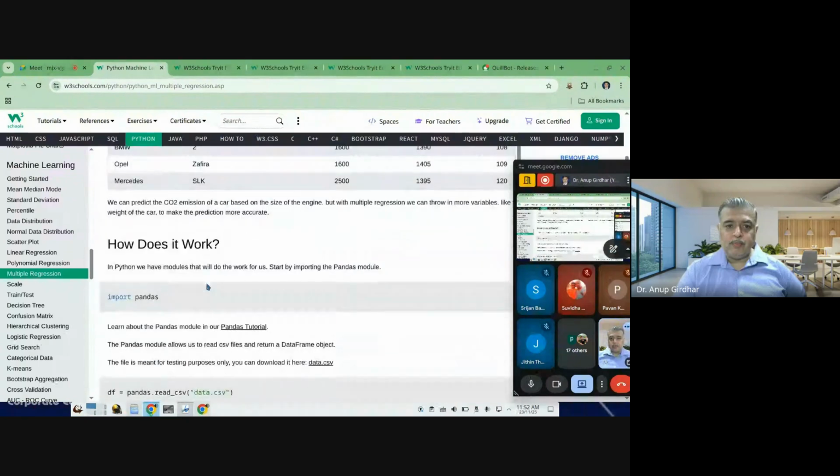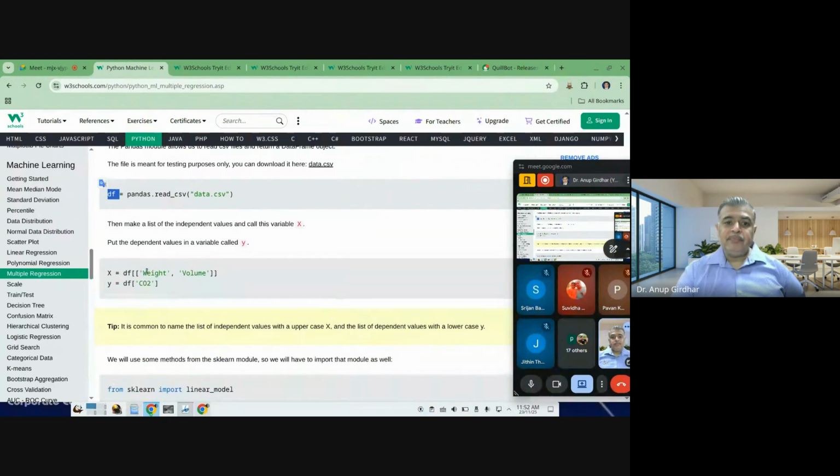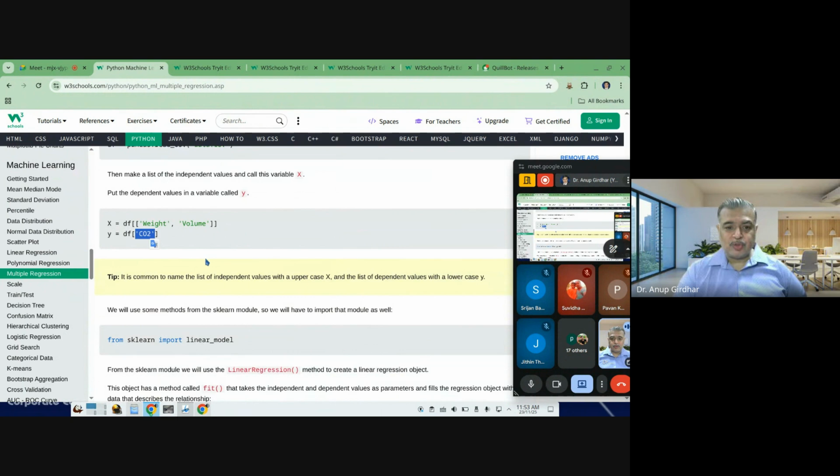Let's say we come to this part and import the data set, using this CSV into a DF. Now we find the independent variables. Let us take two independent variables, because in linear regression we did only one independent and one dependent variable. But in multilinear regression, we take multiple independent variables and one dependent variable. That means if the weight and the volume match, then the corresponding value of y, that is CO2, should be there. So this is the purpose of what we are supposed to do, right?